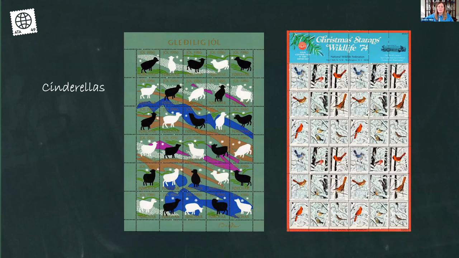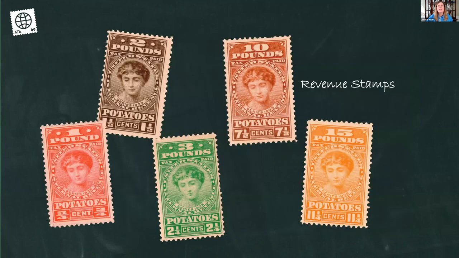And there are Cinderellas, which are technically not stamps. They look like stamps. They're things like Christmas seals and things like that. There are also revenue stamps. These were used to pay taxes on items. There are many different types of revenue stamps. One of the most common topics depicted on a revenue stamp is a battleship. Fun fact, these stamps were designed to tax potatoes, but the tax was repealed before they were ever put to use. So they don't have a potato on them, but they are in my potato collection.